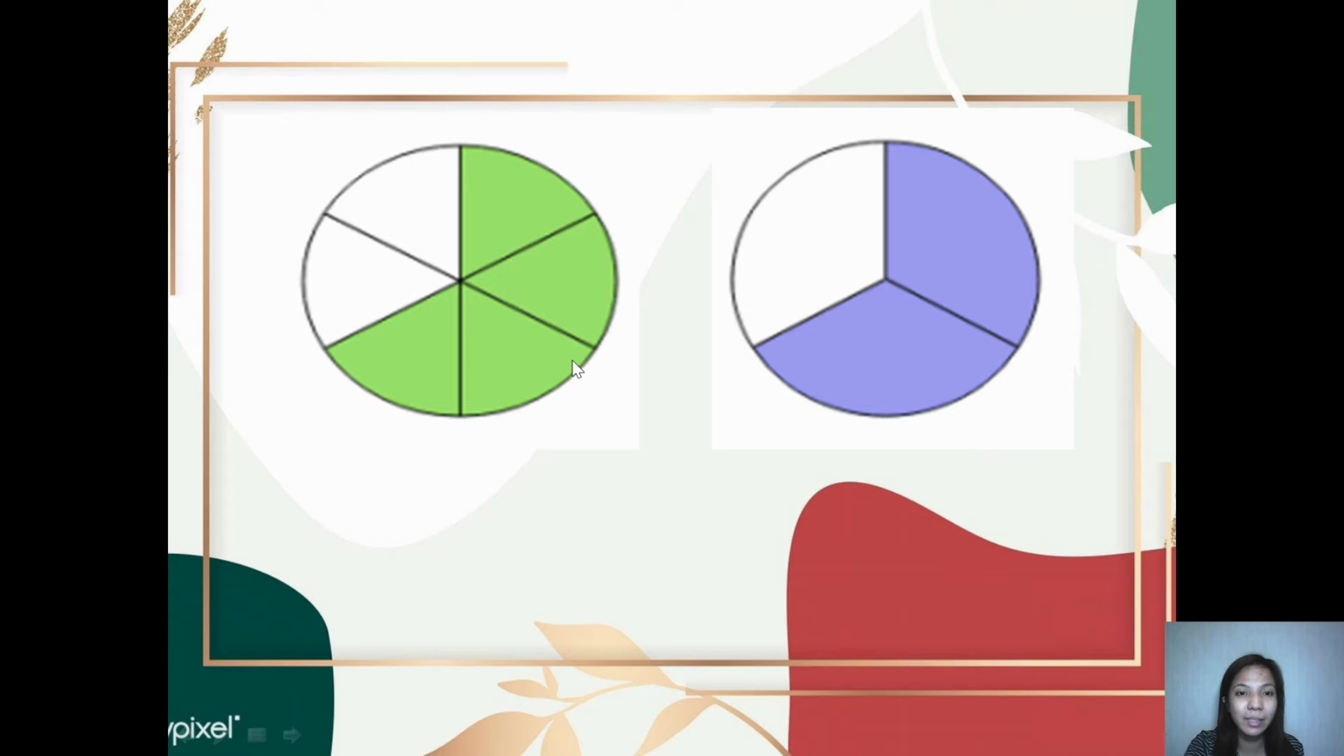How many is the green shaded part here? 1, 2, 3, 4. 4 over, how many is the total? 6. So 4 over 6. And how about in purple here? We have 2 shaded parts, and the total is 3. So 1, 2, 3. 2 over 3. They are equal in value because the simplest form of 4 over 6 is 2 over 3.